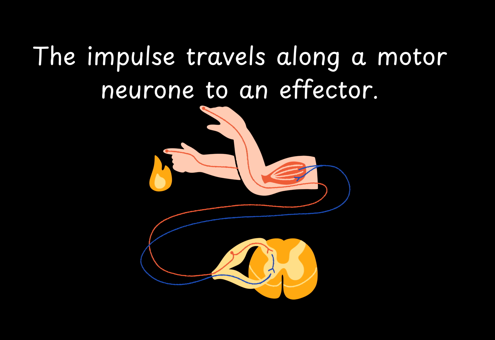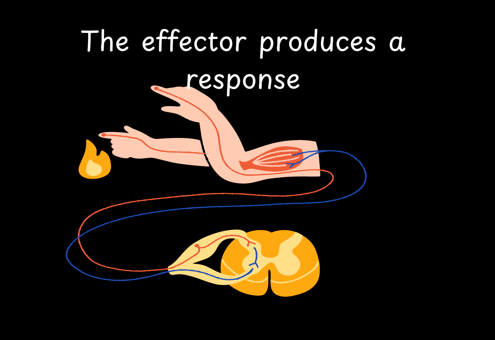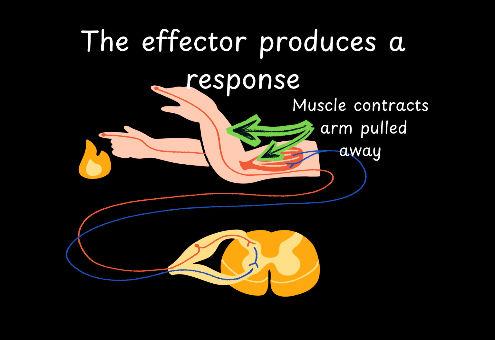The impulse travels along the motor neuron. So from the relay neuron, the impulse will travel along the motor neuron, and that's the last neuron in the arc. The motor neuron is linked to the effector. And remember now, students, the effector can either be a muscle or a gland. The effector produces a response. So let's look at the response to this stimulus. Remember, the stimulus was heat or pain. How will the body respond to that? So one, the muscle will contract and the arm will be pulled away.